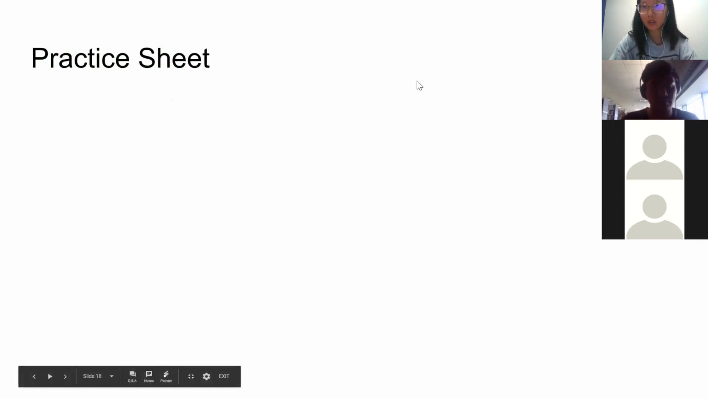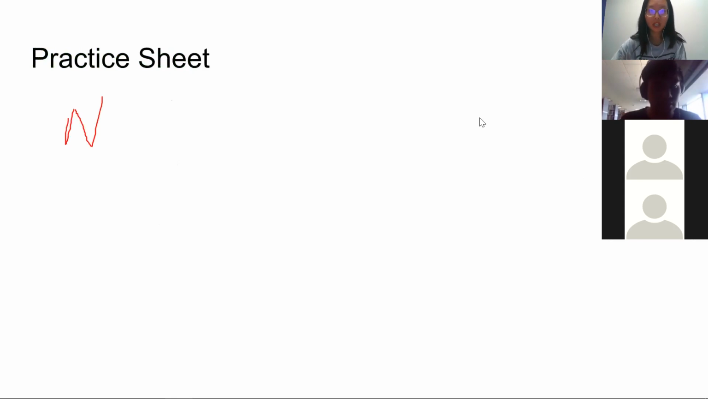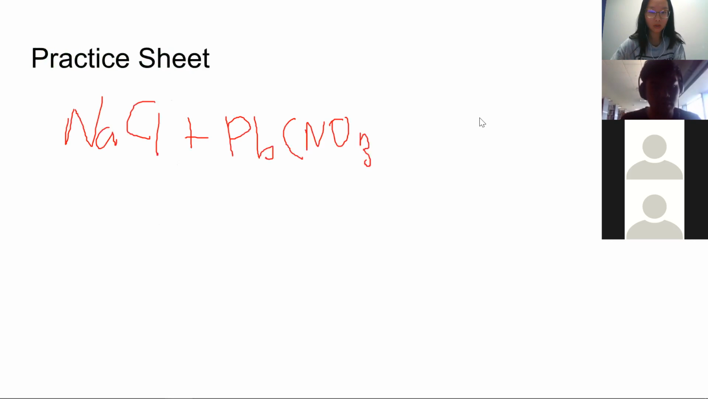All right. So we were given NaCl plus lead-4 nitrate to make NaNO3 plus PbCl4. All right, so now we have to make sure that the chemical reaction is balanced.